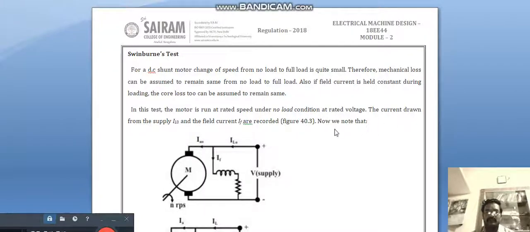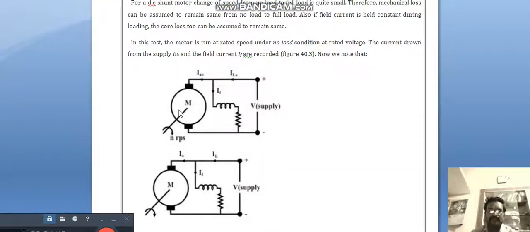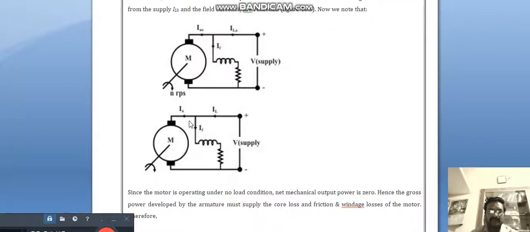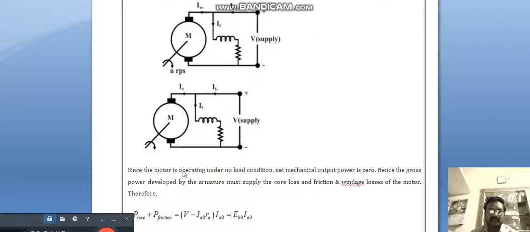In this test, the motor is run at rated speed under normal condition at rated voltage. The current drawn from the supply, IL naught, and the field current IF are recorded. Since the motor is operating under no load, the net mechanical output power is 0. We are not giving any load to the motor, that is called the no load condition.